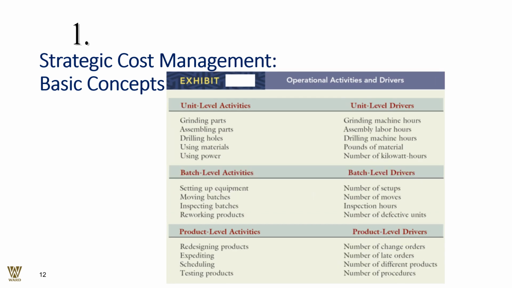So let us understand level by level. Let's say the unit level, as the case might be, and then probably the batch level, and essentially the retail end of the product level per se. Now, what we are looking into in the unit level is the grinding of parts, assembling the parts, drilling, using materials, using power, consumption on a bigger head, on a larger scale.